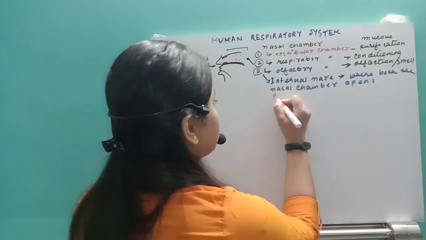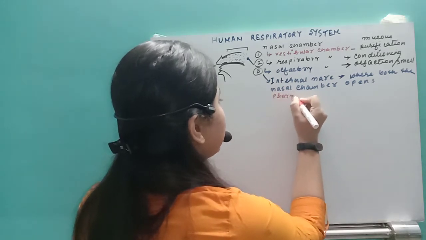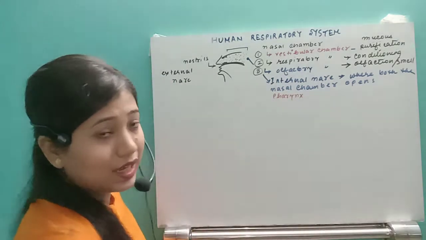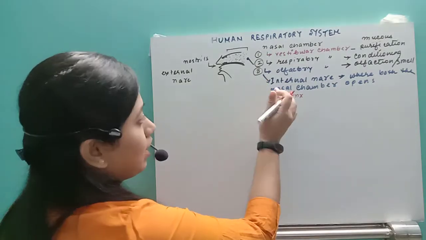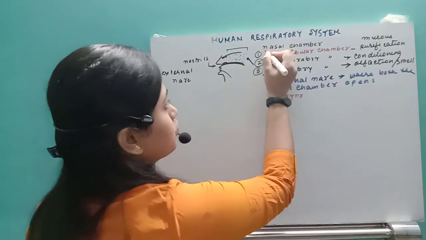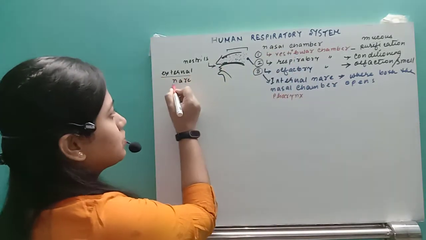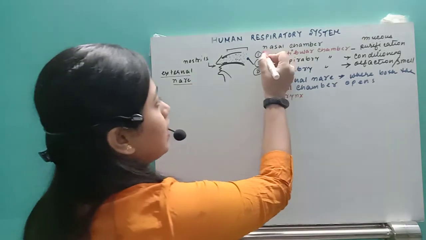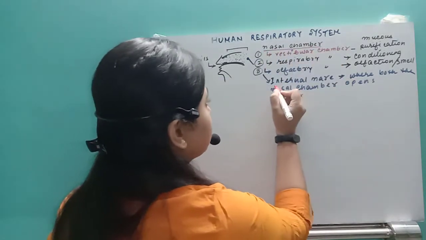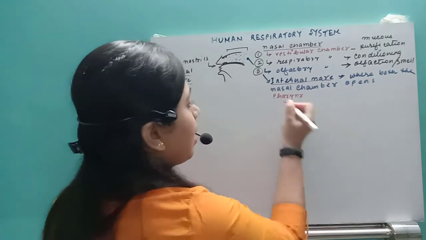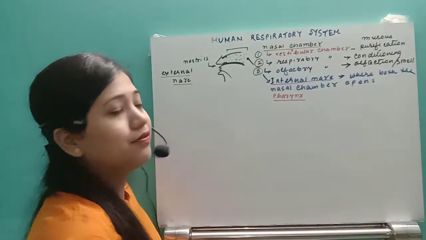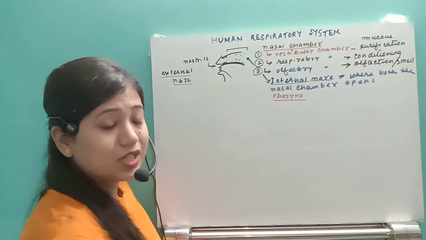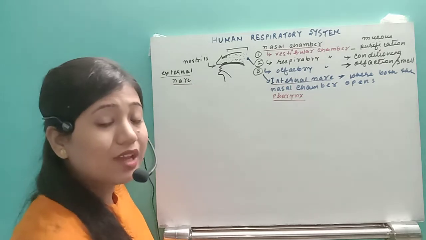So once again, just see, this pharynx is divided into three parts. So the first part is right after the internal nair. So see, first of all, we have the external nair. After that, we have the nasal chamber. After that, we have the internal nair. After the internal nair, we have the pharynx. So this pharynx will be divided once again into three parts.